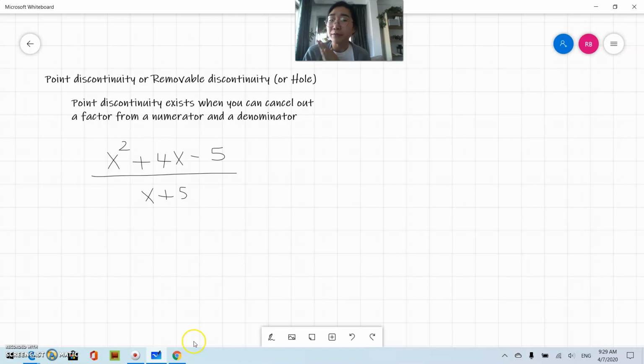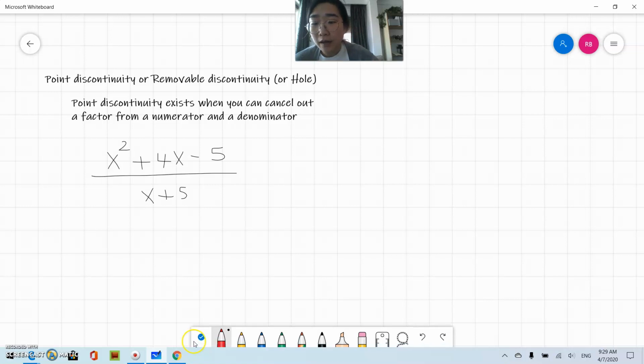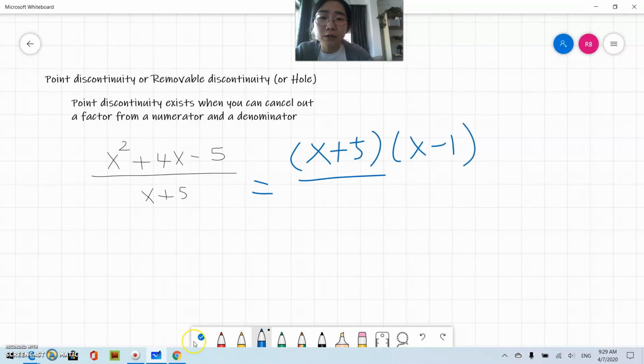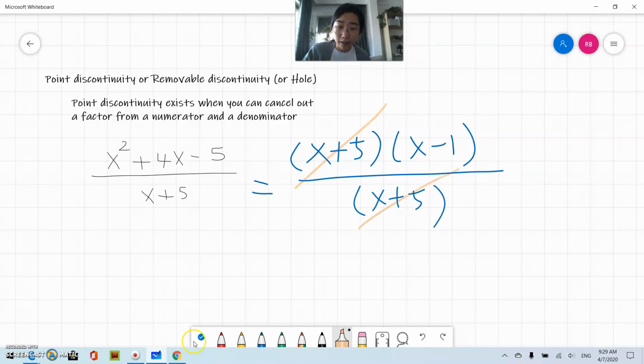Point discontinuity is very interesting because you actually have to start by factoring everything. It's a very good habit to factor everything once you've found what you needed to find. So I said that when you cancel out something, that becomes a point discontinuity. And what I mean by that is this. If I factor the top, it becomes x plus 5 and x minus 1, because 5 times negative 1 is negative 5, and 5 plus negative 1 is 4. Then you will see how the top cancels out with the bottom factor, right? So this just looks like x minus 1.